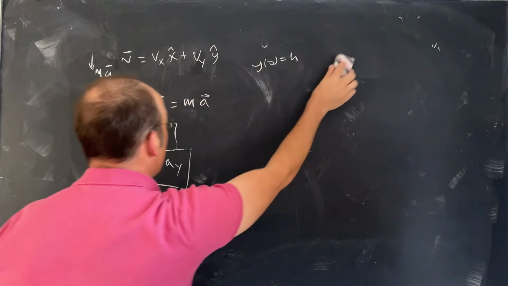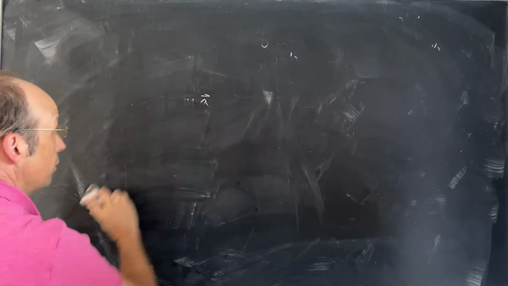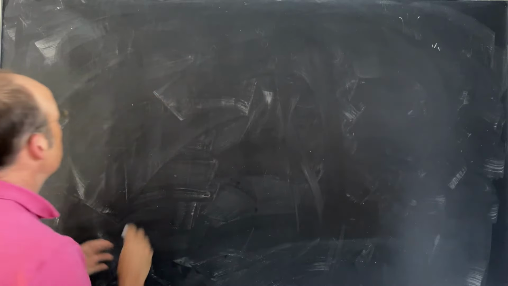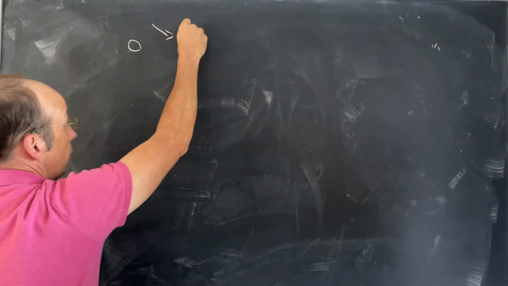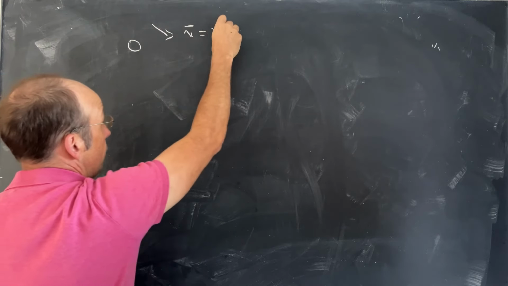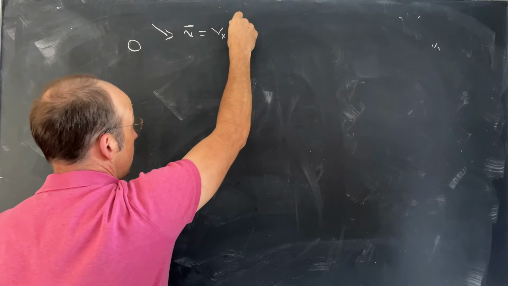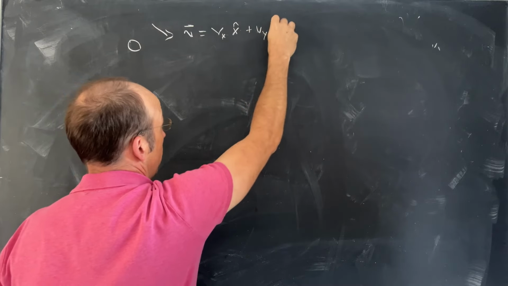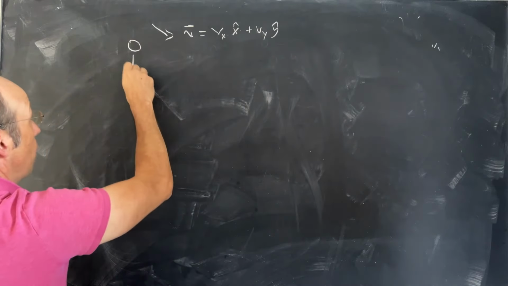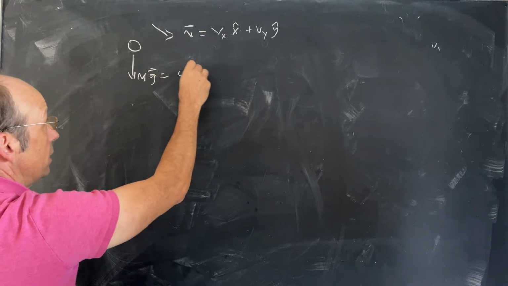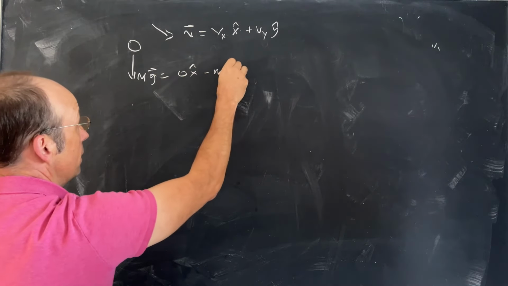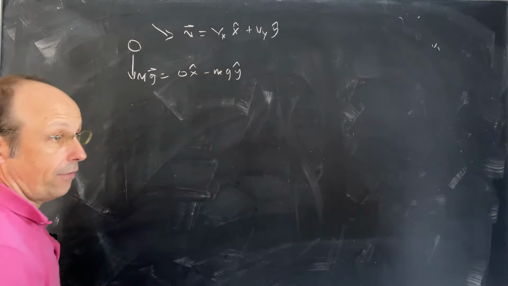Okay, now let's look at linear drag. Let's do the same thing. So in linear drag, I'm going to say my velocity right here, v, is vx x hat plus vy y hat. I have a downward gravitational force mg. Let's go ahead and write that as 0 x hat minus mg y hat. That's that force right there.